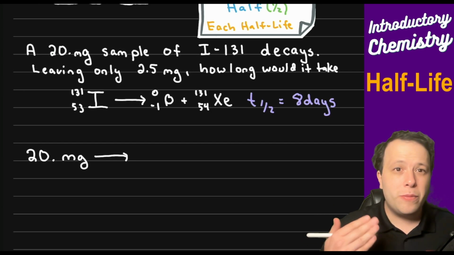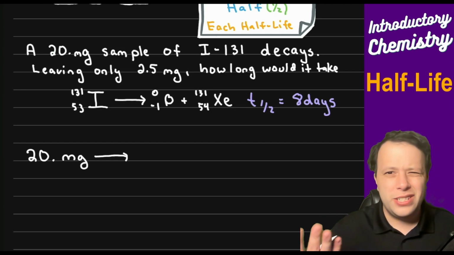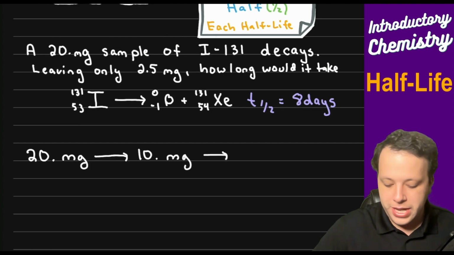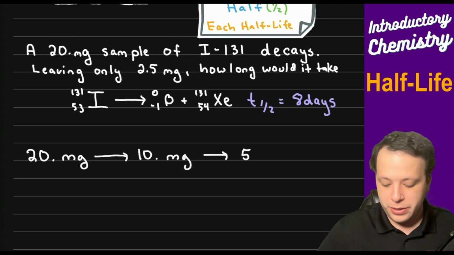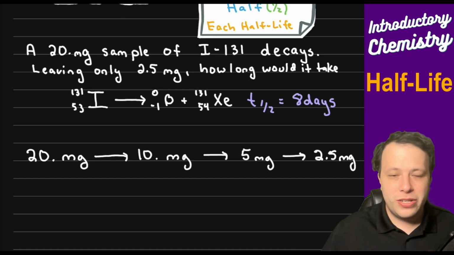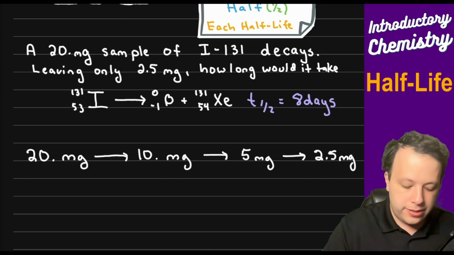Being that we're going from 20 to 2.5, let's first just divide our masses in half. Our first one would go from 20 to 10. Our second one would go from 10 to 5, right? 10 divided by 2 is 5. Then if we take 5 divided by 2, we will get to 2.5. So how much time exactly passed? Well, let's take a look.